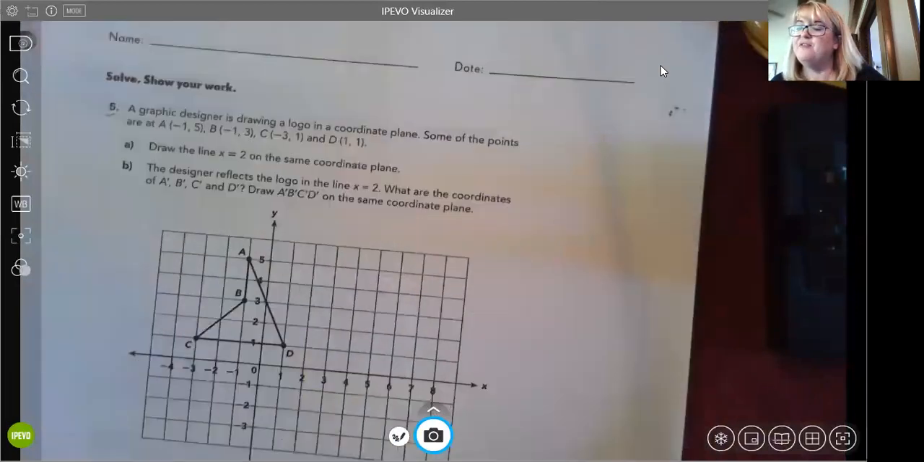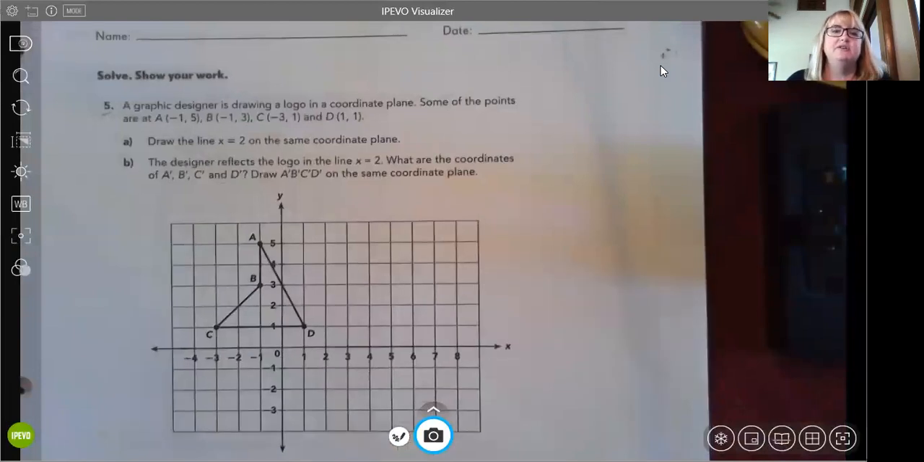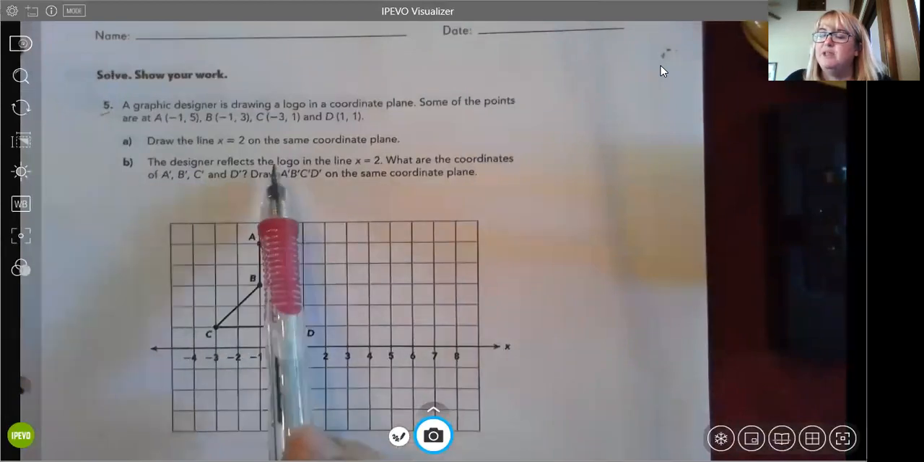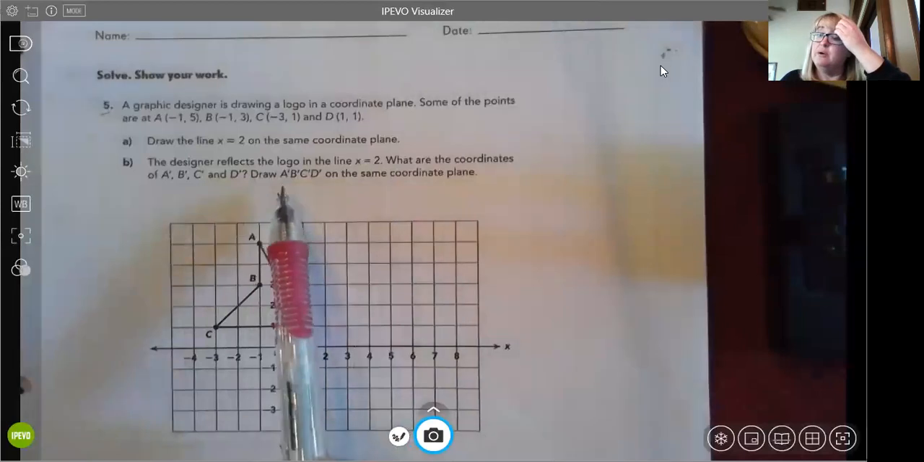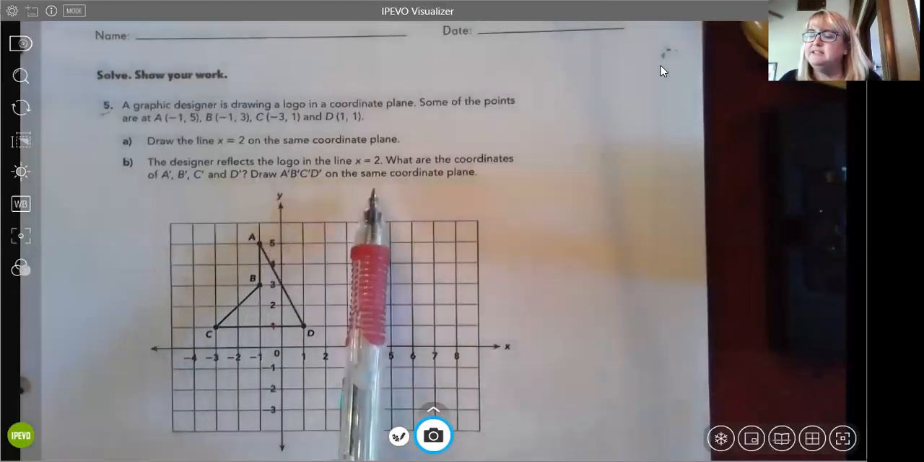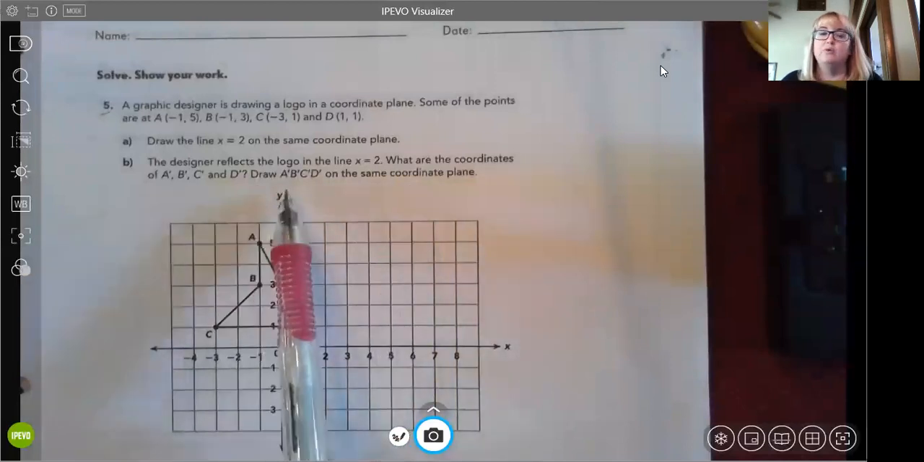Number 5, I'm gonna get you started on number 5. It says a graphic designer is drawing a logo in a coordinate plane. Some of the points are A, B, C, D, and it gives us specifics. Draw the line X equals 2 on the same coordinate plane. The designer reflects the logo in the line X equals 2. What are the coordinates of A prime, B prime, C prime, D prime? Draw it on the coordinate plane.